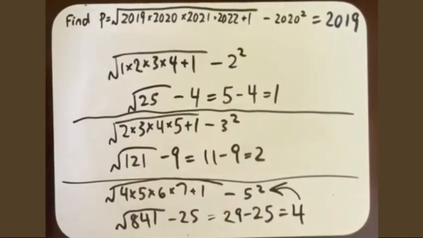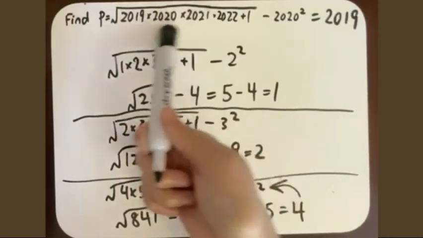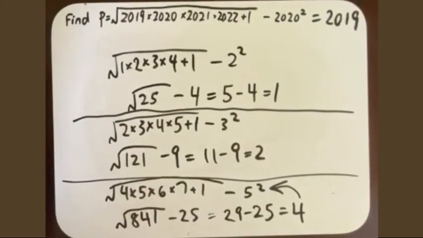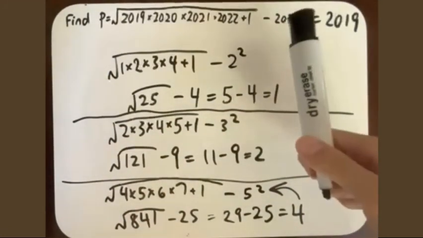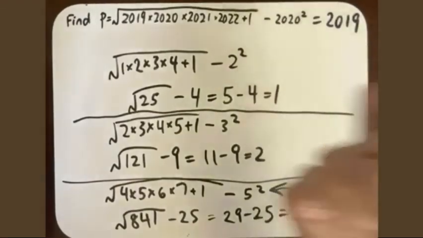I hope you enjoyed this, and I hope you learned something. You can use this cool trick. The product of any 4 consecutive positive integers plus 1, square root of all that, minus the second integer squared, is equal to the second integer minus 1, or the first integer.